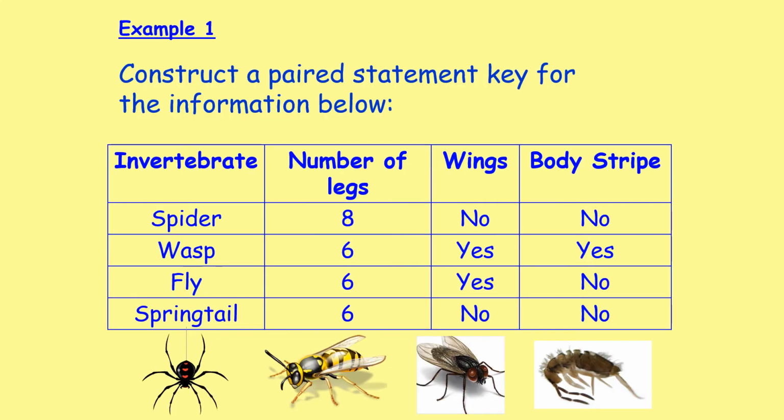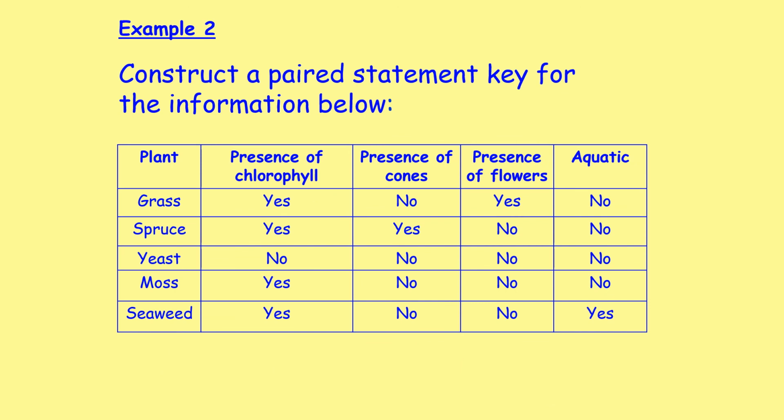Or you could do constructing a paired statement key like this for the spider, the wasp, the fly and the springtail. This is a little bit more easy because you're given visible characteristics that you could possibly use, like the number of legs, the wings and whether it has a body stripe or not. So you could use that. Or this one here where it is different plants. They are going in order of difficulty. You could have a go at all 3 or you could just choose one. Okay, so choose something that is suitable for your level.